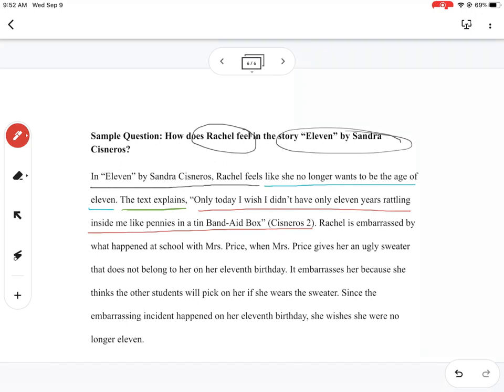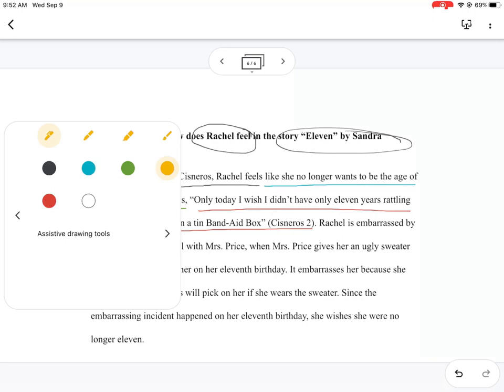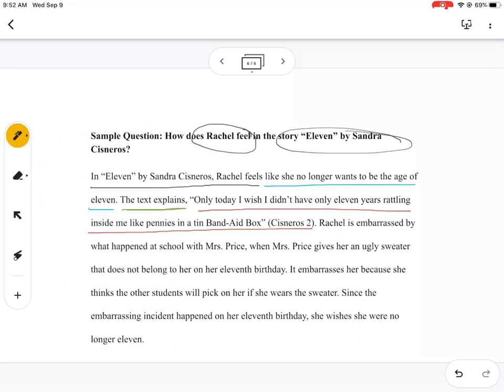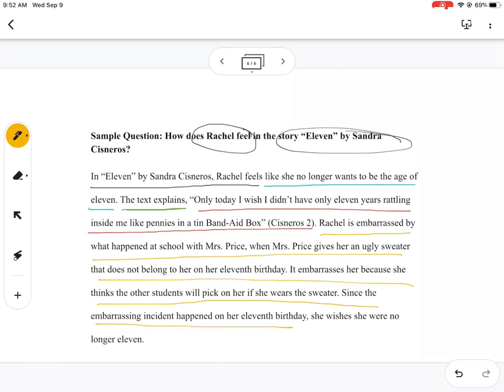Then this whole last part down here at the bottom is all of our analysis, and this author does a really nice job of breaking it all down, summarizing what happened in the story, telling us why she is embarrassed, that really nice analytical piece, and then wrapping the whole thing up. So this is what a good, solid TAICE paragraph looks like.